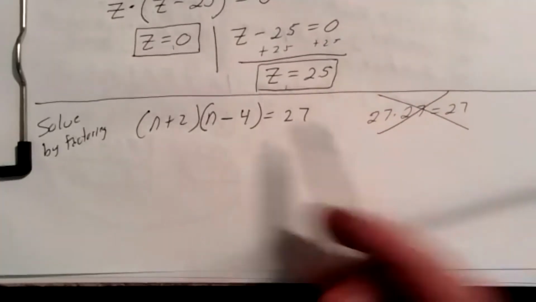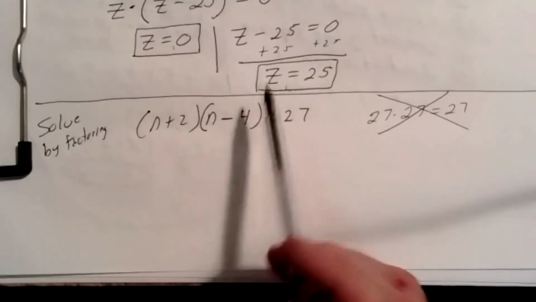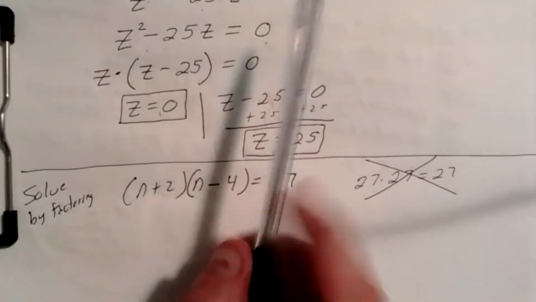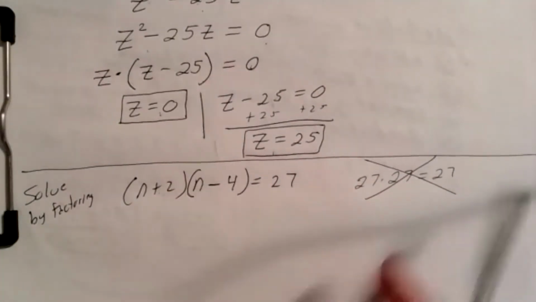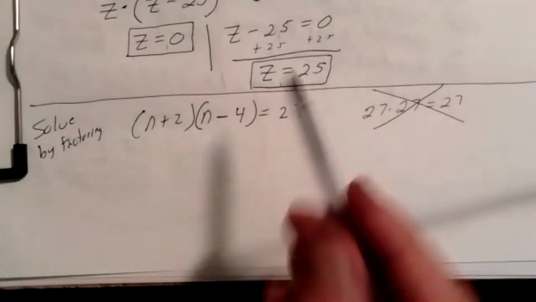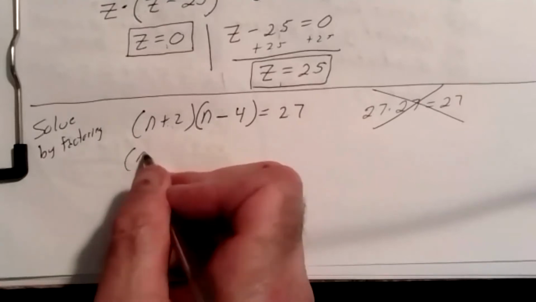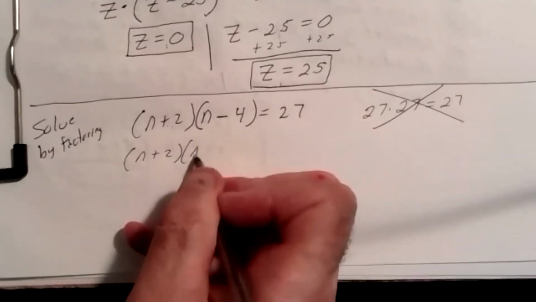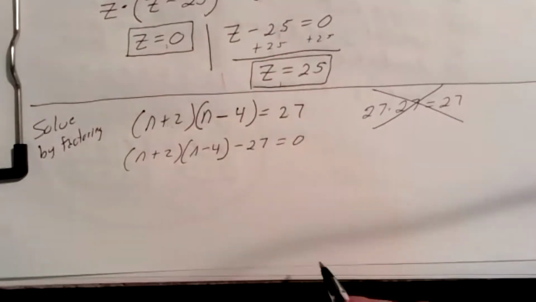No good. When do we set our factors equal to something? When that something is what? Only when it's what? 0. So the first thing we need to do here is get this equation zeroed out. So we're going to have to subtract 27 from both sides of this equation. Now our equation is set equal to 0.